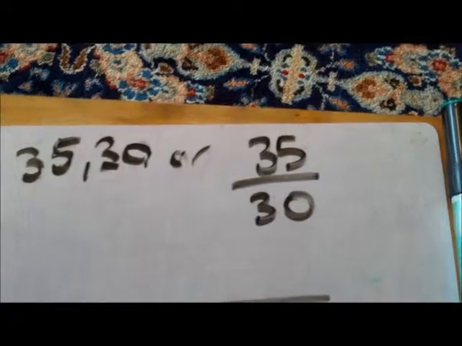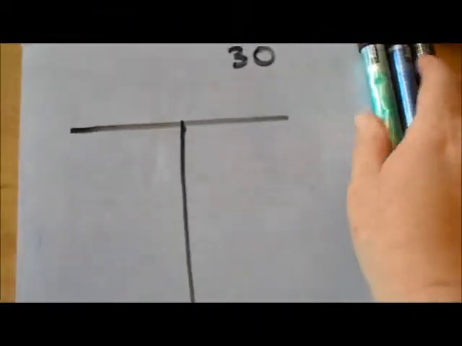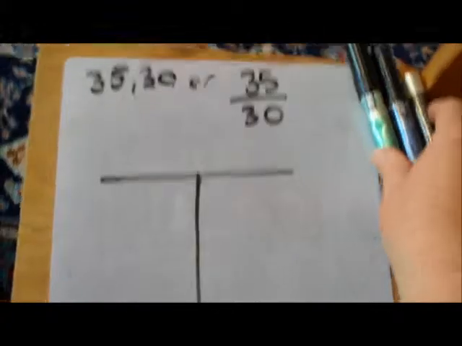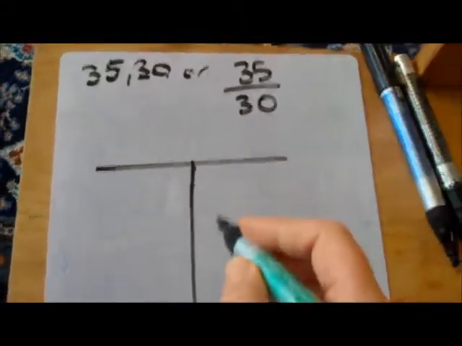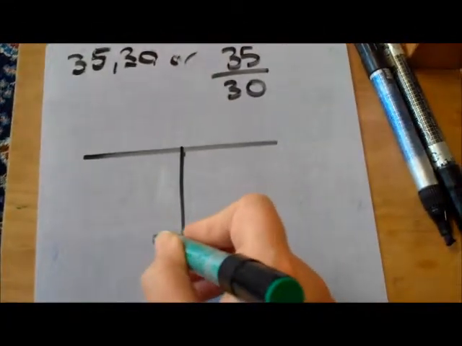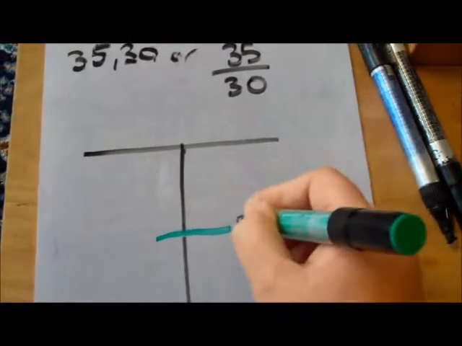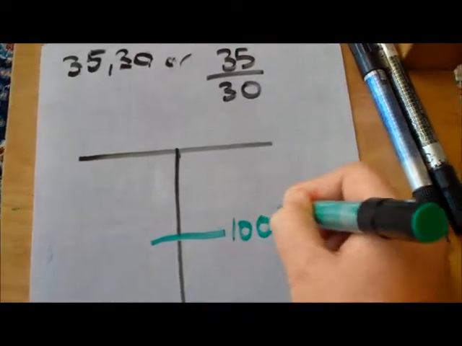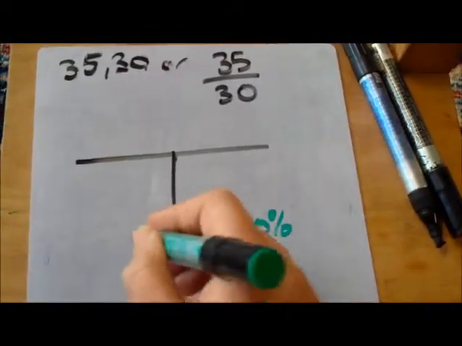Let's have a look at another example. This time express 35 out of 30 as a percentage. So 35 out of 30, you're already thinking to yourself, well, the top's bigger than the bottom, so it must be bigger than 100%. So if I was looking at my double number line, I have to say for a start, well, where's the 100%? Well, it's not going to be on the top because I've got to go bigger than the top. So let's go 100%.